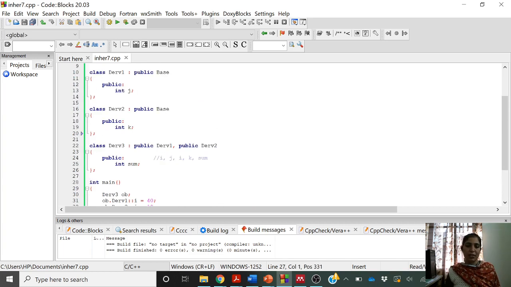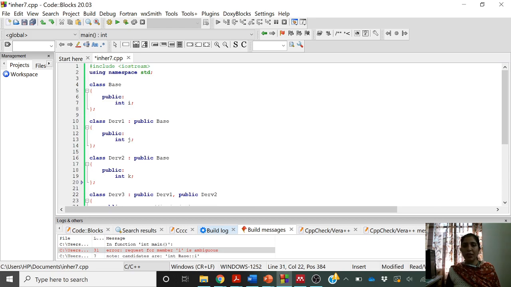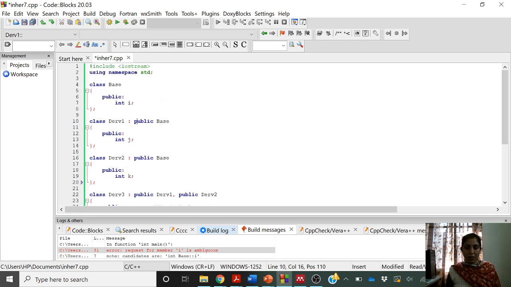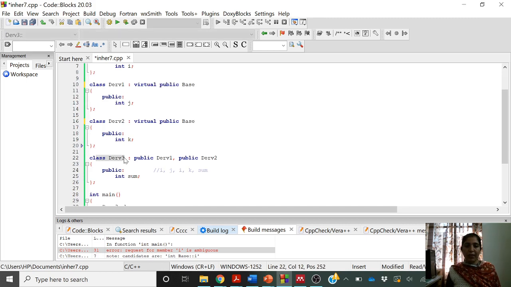So how can we solve this problem? This problem can be solved using the virtual keyword. So where to use the virtual keyword? The virtual keyword will be used when you are inheriting this base class. Okay, so this base class is being inherited by Derived1 and by Derived2. So when we are inheriting, we will make this base class virtual, and similarly here also we will use the keyword virtual.